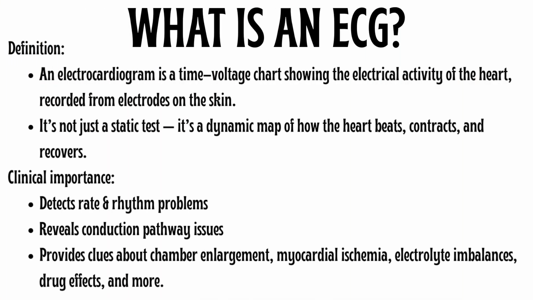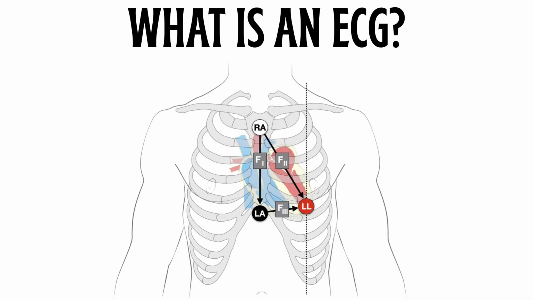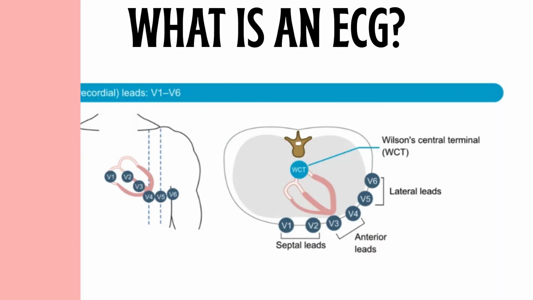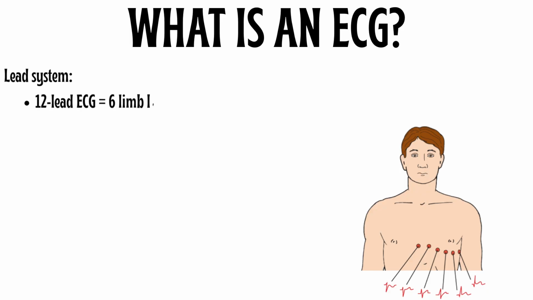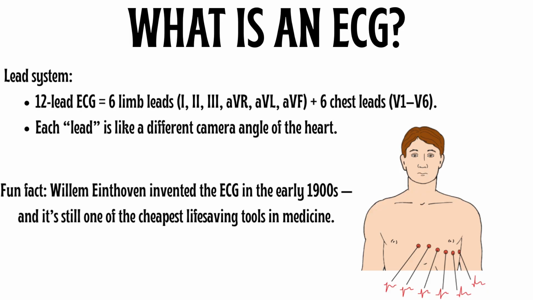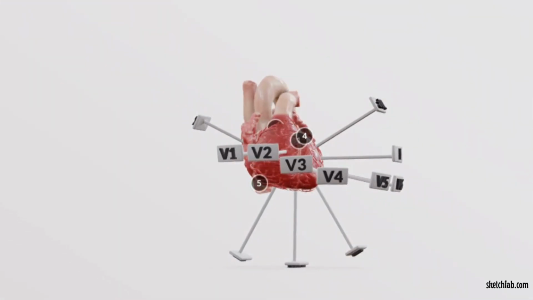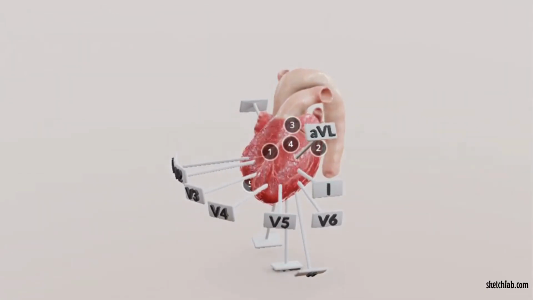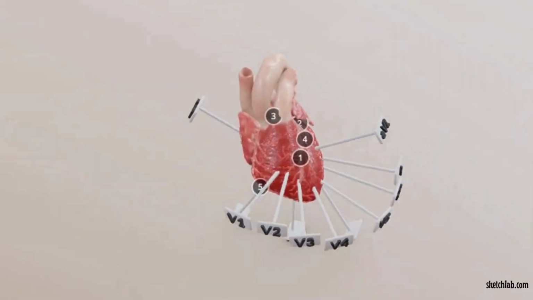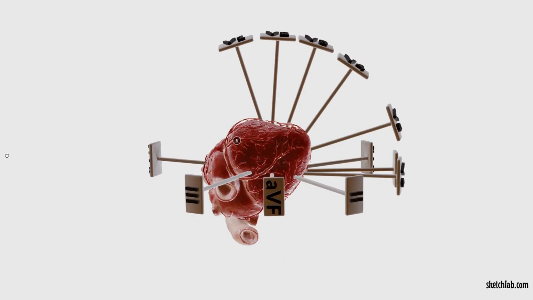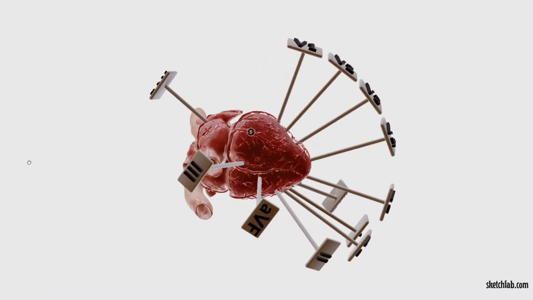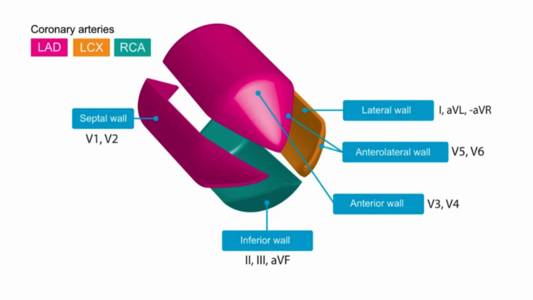The electrocardiogram, or ECG, is a graphical representation of the heart's electrical activity over time. It is recorded by placing electrodes on the skin, which detect voltage changes as the myocardium depolarizes and repolarizes. The standard 12 lead ECG includes 6 limb leads and 6 precordial leads, providing multiple perspectives of the same cardiac event. This information is invaluable for diagnosing arrhythmias, conduction defects, myocardial ischemia, chamber enlargement, electrolyte disturbances, and drug effects.